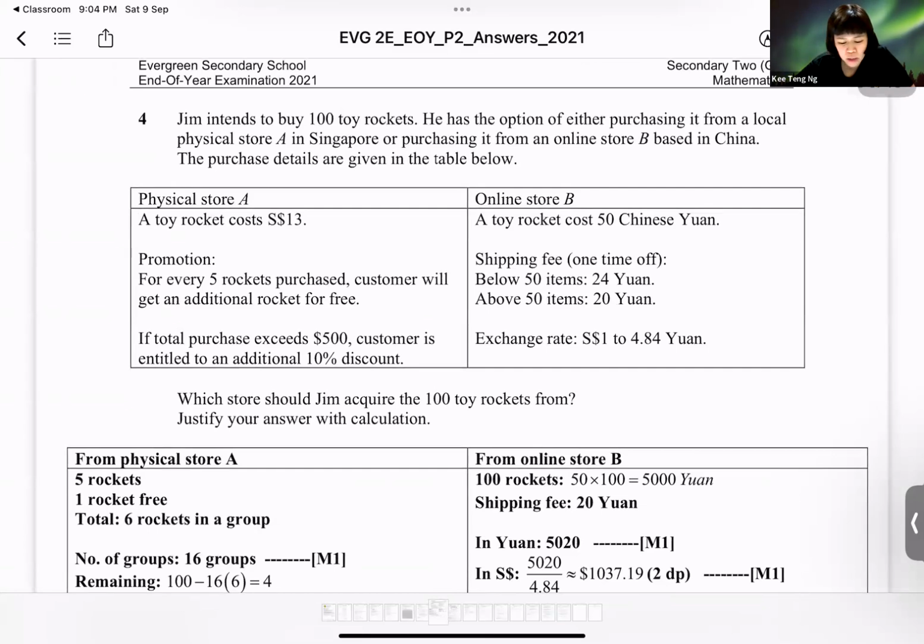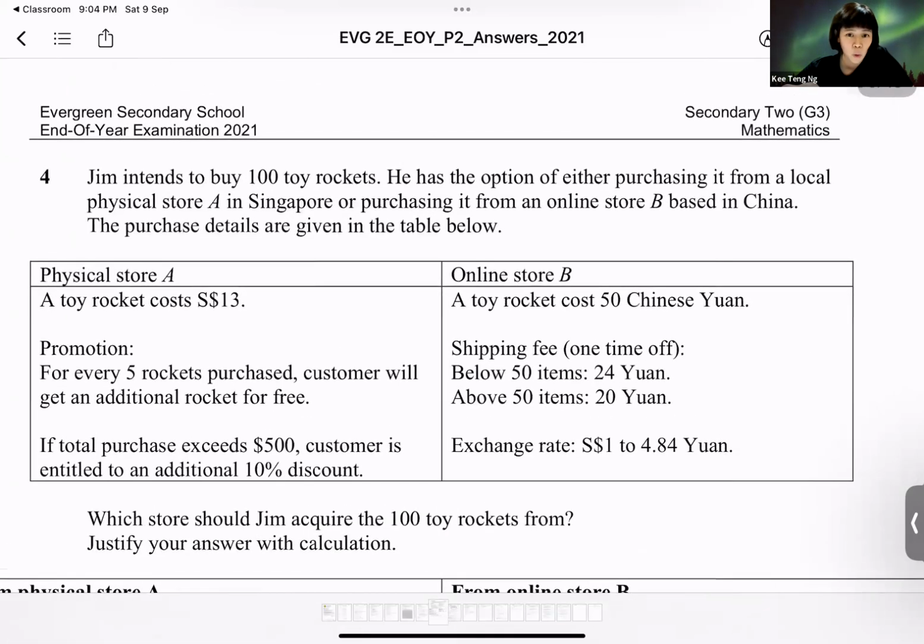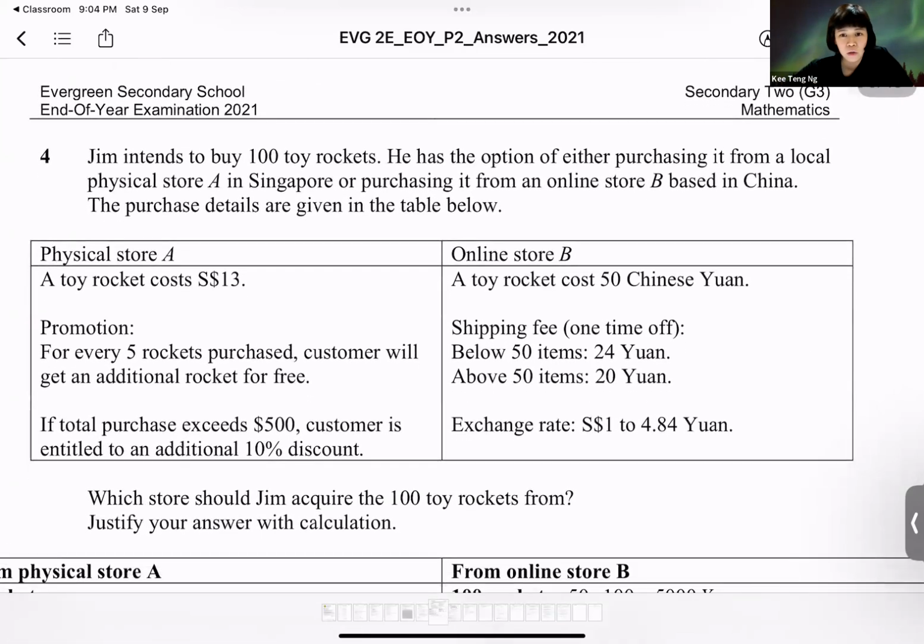Okay, number 4 itself. Jim intends to buy 100 toy rockets, and he has the option of either purchasing from an online physical store or an online store in China. One is in Singapore for A, and B is in China. There are many details that you need to think through and be logical about, so we try to give as many marks as possible for logical deduction.